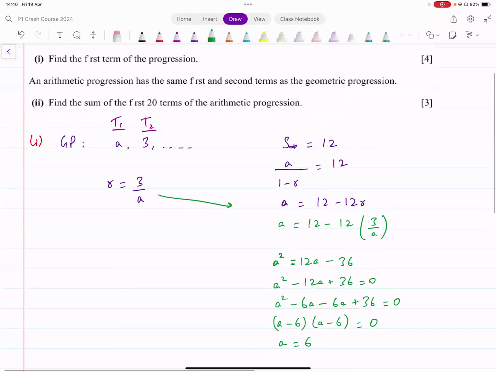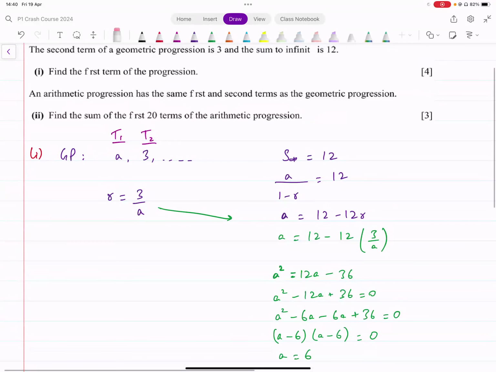And they asked us for the first term. That means there had to be only one result. So we're getting A equals 6. That's the answer that we have. A turns out to be equal to 6. Okay. Now let's move on to the next one.